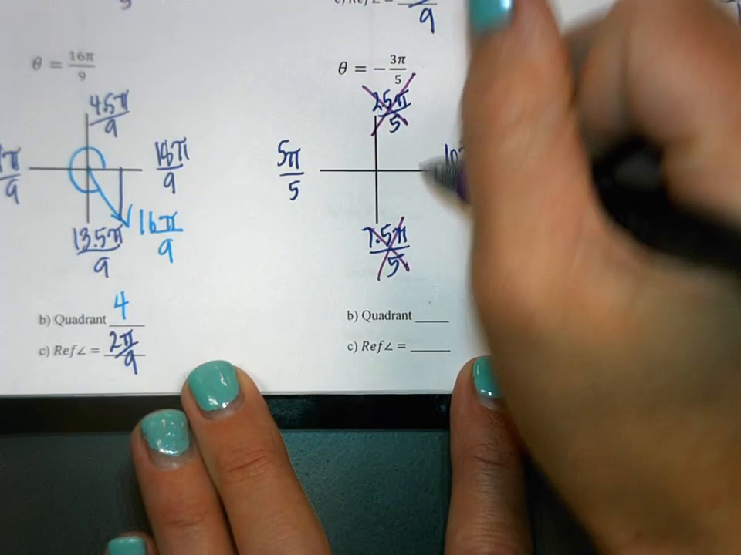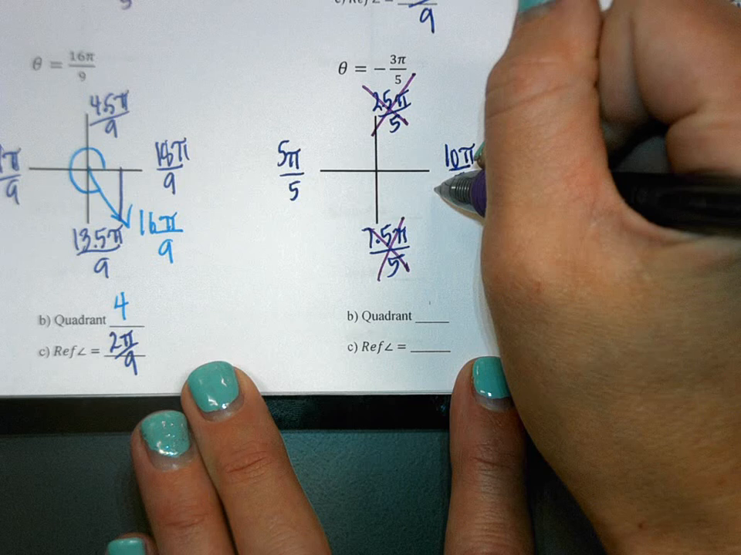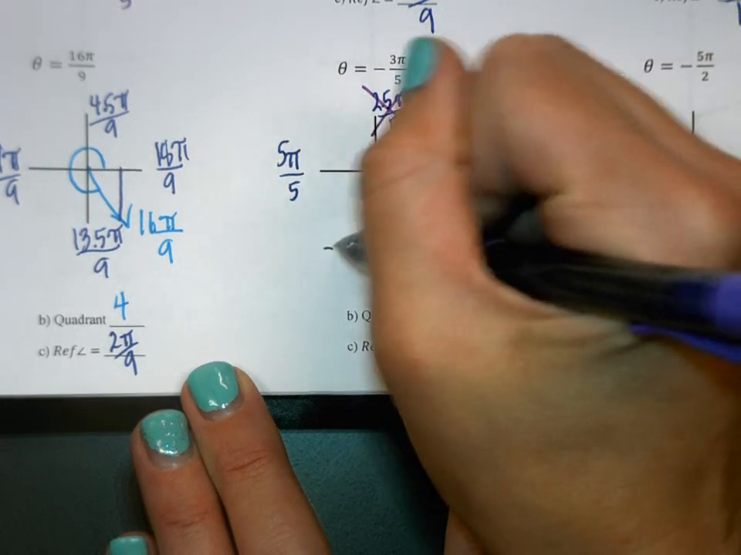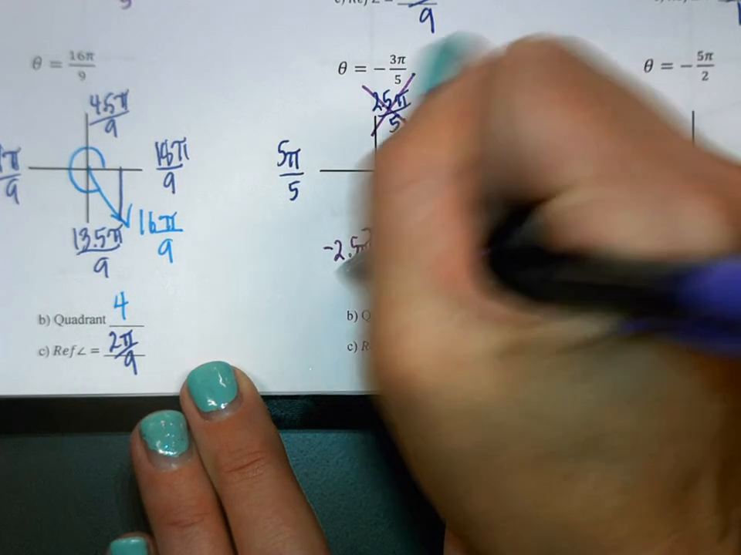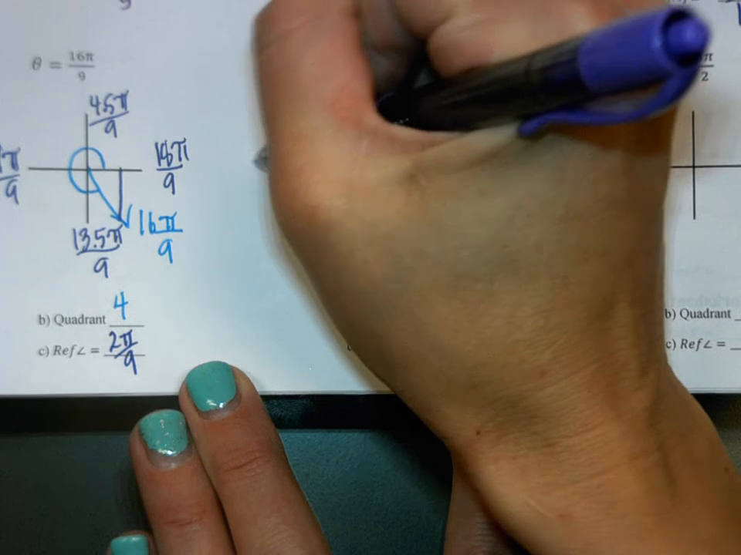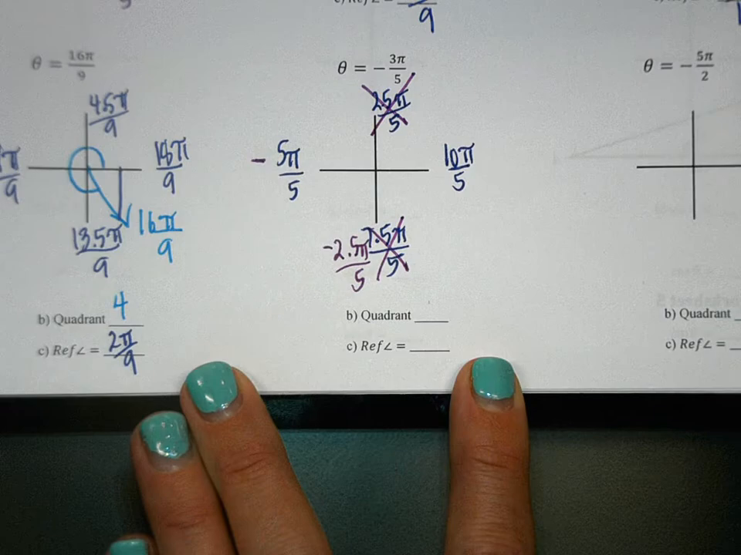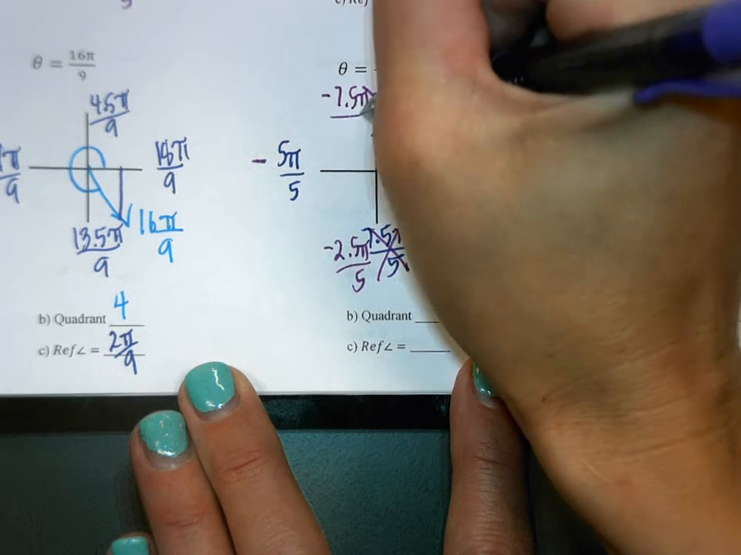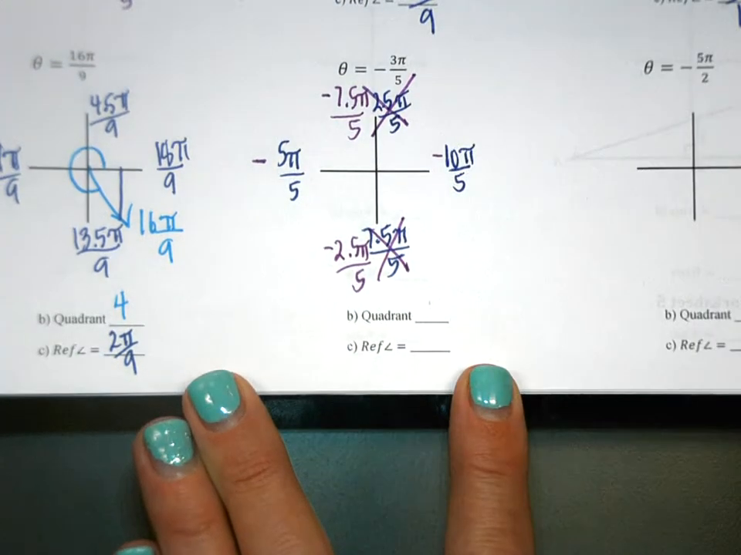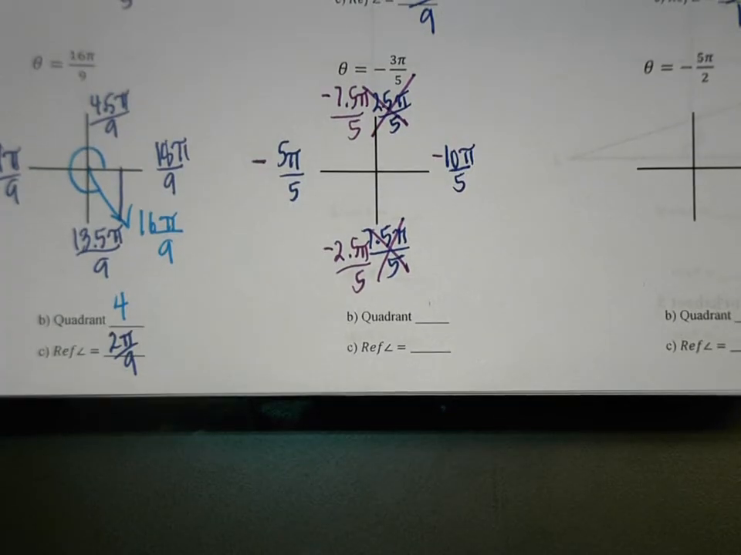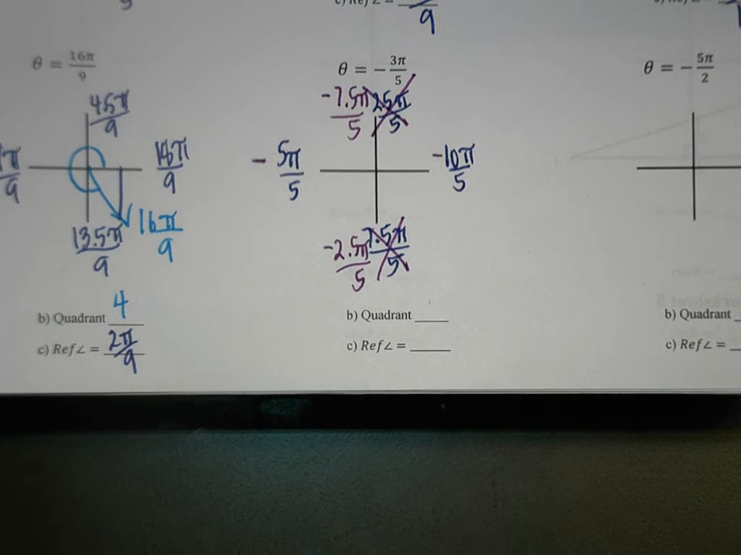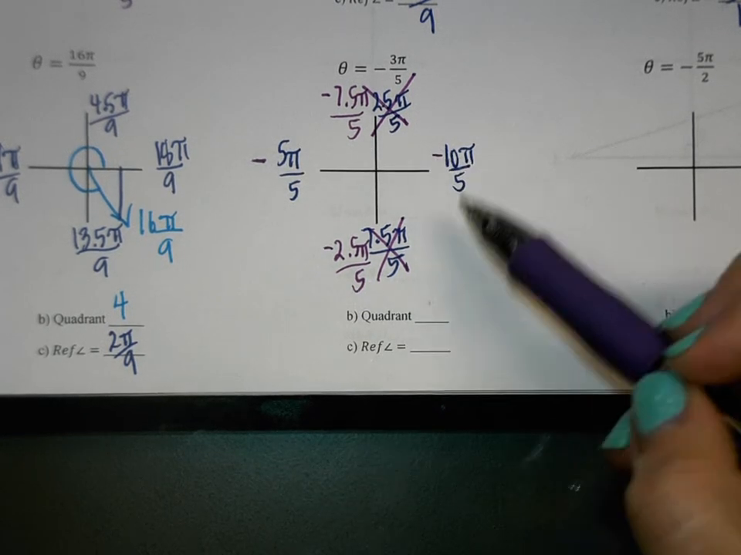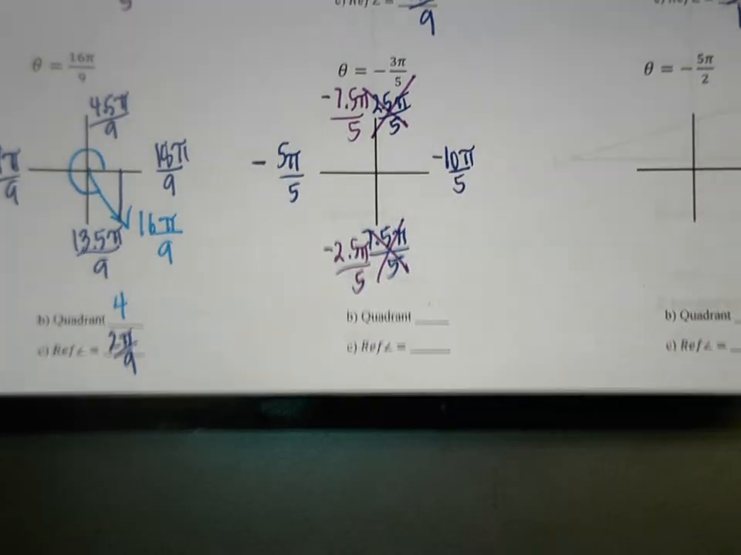And so you start here, right? 0. We go down. This will be negative 2.5 pi over 5. And then this will be a negative 5 pi over 5. And this will be a negative 7.5 pi over 5. And then this is negative 10. So those two are going to be the same. It's just that when we're counting going down, because we're going the opposite direction, this will be a negative 2.5.